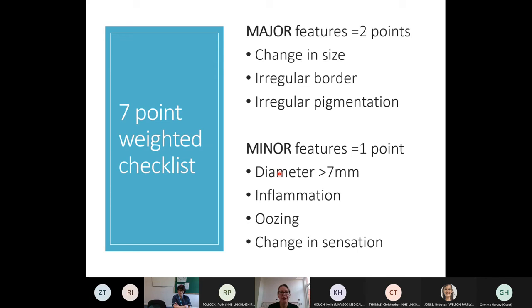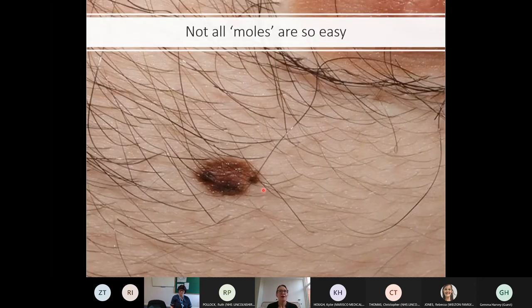So although I think it's harder to keep in your head, it's kind of easy to use. And I suppose the thing that concerns me about this 7-point weighted checklist is most people are coming because they've got some kind of change, so maybe change in size or the colour's changing. And it's very easy to score 3 points for lots of normal skin lesions as well. But I guess it helps us not to miss the more subtle ones. And presumably that's why NICE have adopted that.